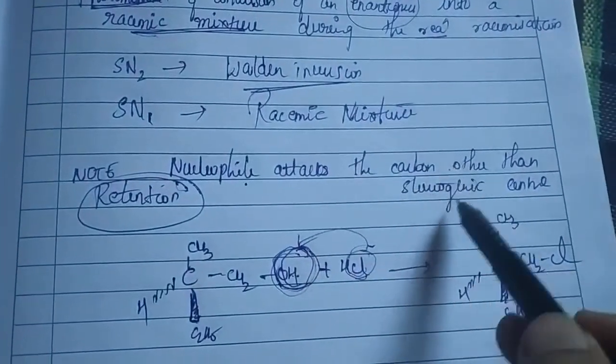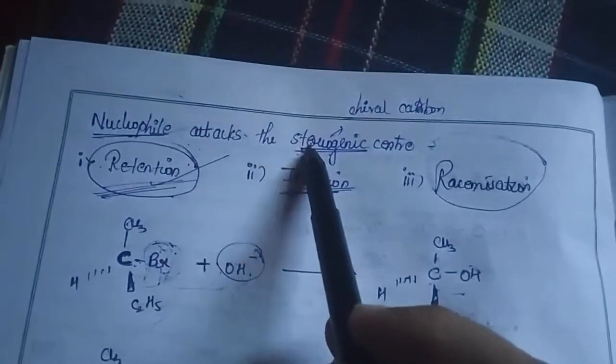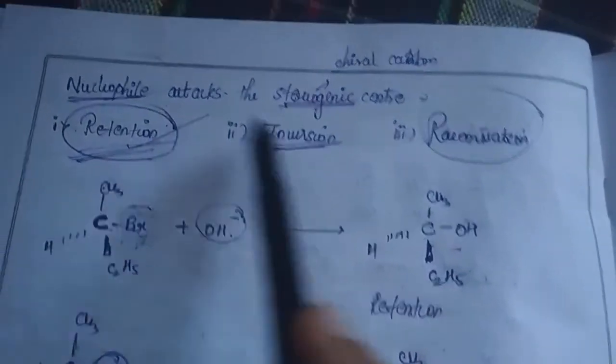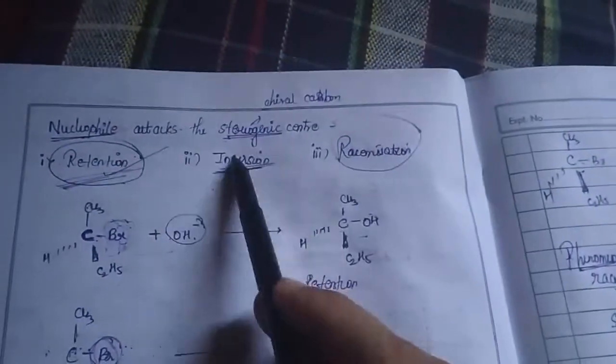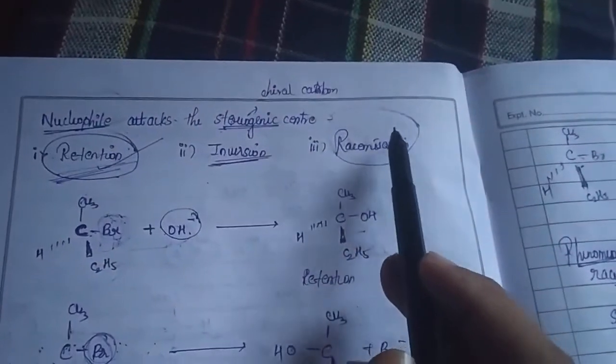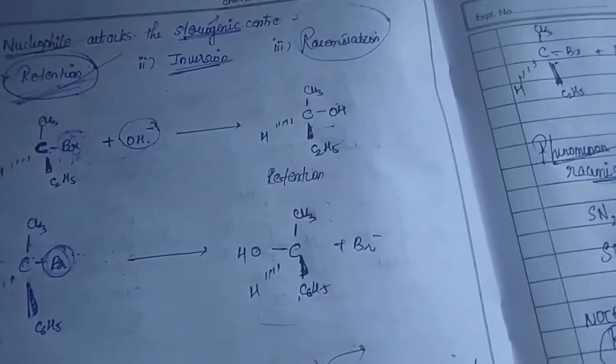So remember, whenever our nucleophile is attacking the carbon other than the stereogenic center, only one possibility is there, that is retention. But whenever our nucleophile attacks the stereogenic center itself, the chiral carbon, there are three possibilities. One is retention, second is inversion, third is racemization. We have seen these when dealing with SN1 and SN2 stereochemistry examples. Go through them once again, and you will clarify your doubts. Okay.